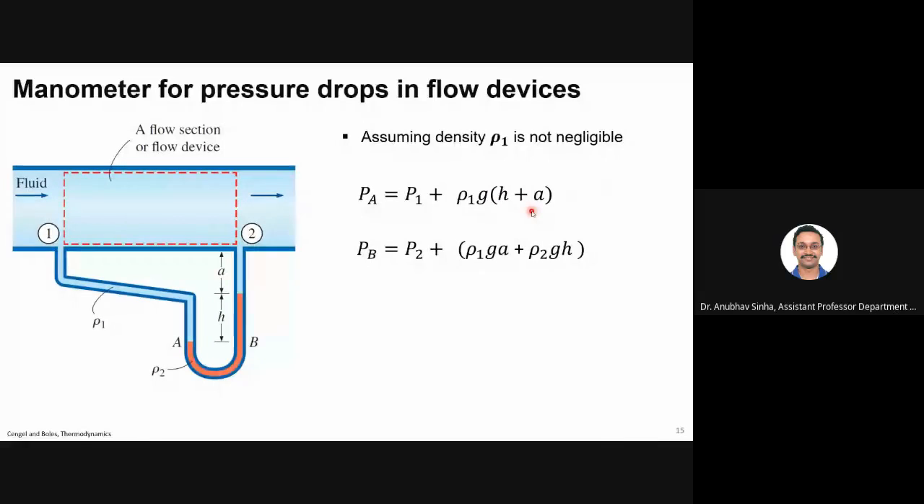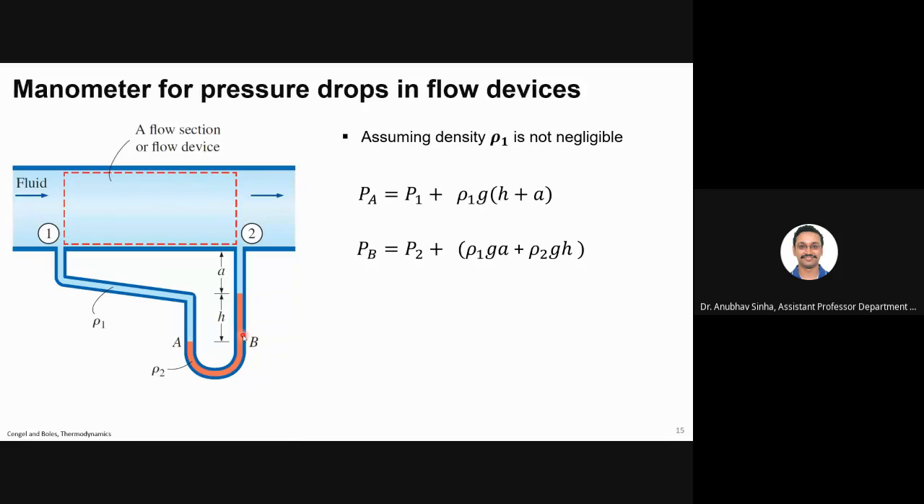Fine. Similarly, I'll talk about PB. So I can simply take this height A and H. Now we have different liquids here. Here we have the same liquid, that's why I used rho 1. Now we have rho 1 here, rho 2 here. So I'll say PB is equal to P2 plus rho 1 GA plus rho 2 GH. Simply I'm taking the height and multiplying by rho into G. Is this clear now?